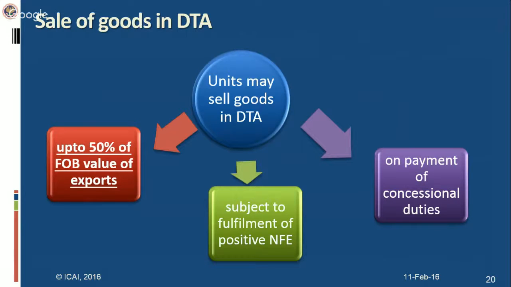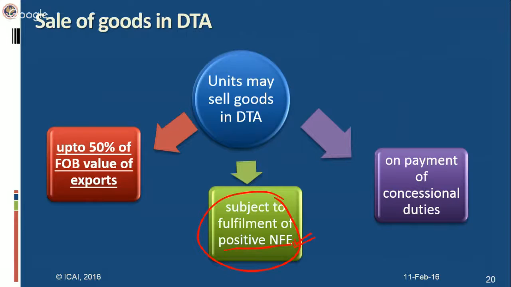Whenever an EOU unit has to sell certain goods in DTA, the first condition which needs to be fulfilled, and that is the primary condition, is fulfillment of positive NFE. It should have a positive NFE. In fact, every EOU unit needs to have a positive NFE, but in case it wishes to sell certain goods in DTA, that is the first condition, that it should have a positive NFE.